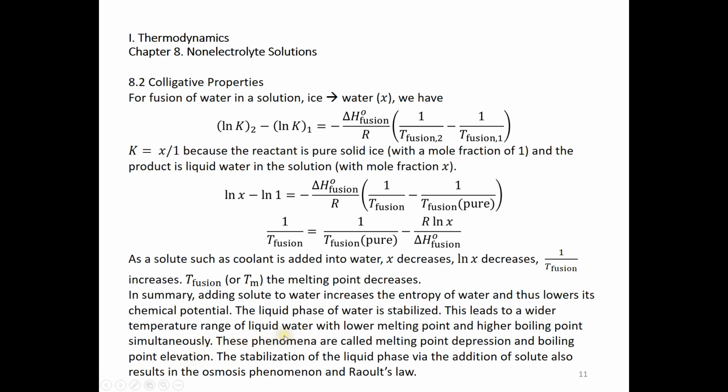Now we have learned actually 4 different colligative properties. The first is Raoult's law. The partial pressure of species I on top of a solution is equal to the mole fraction of this species in the solution multiplied by the vapor pressure of pure I. That's number 1. It only depends on the quantity, not the identity of the solute.